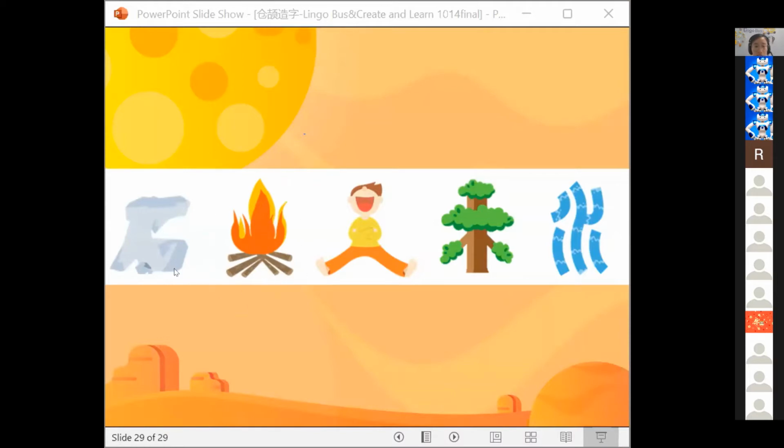What does the second one mean? Fire. And does anyone know how to say fire in Chinese? Good guess. It's 火. And do you know how? Joy knows how to type it in Chinese. It's 火, fire.